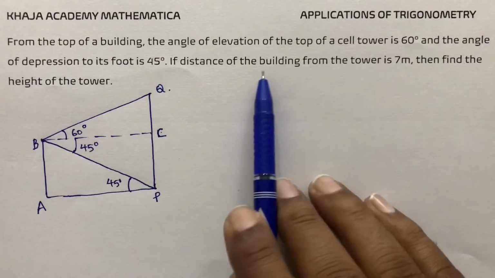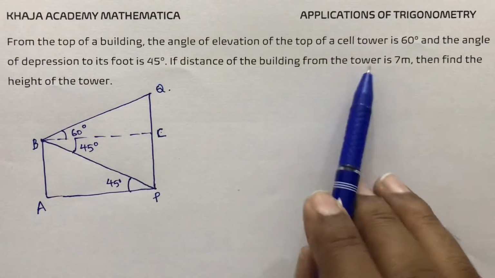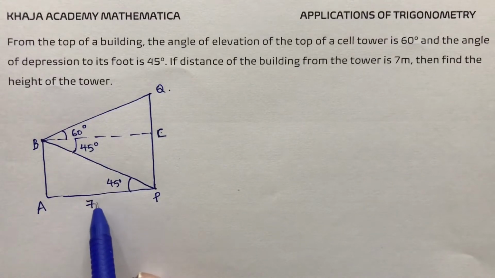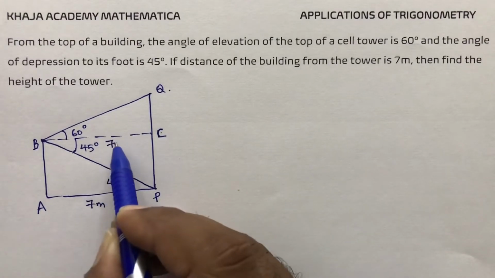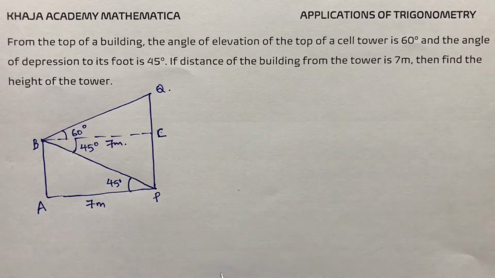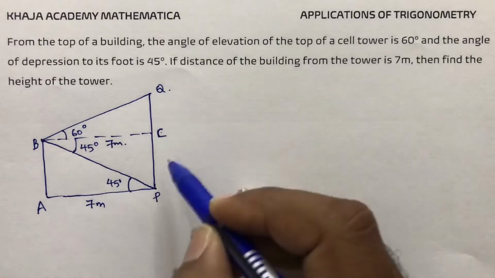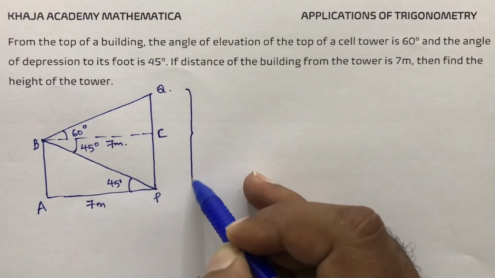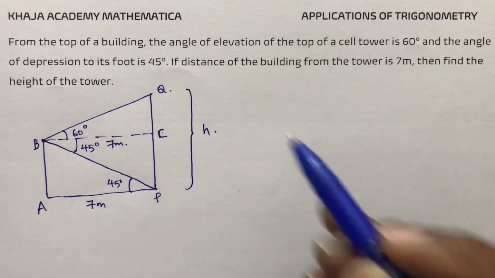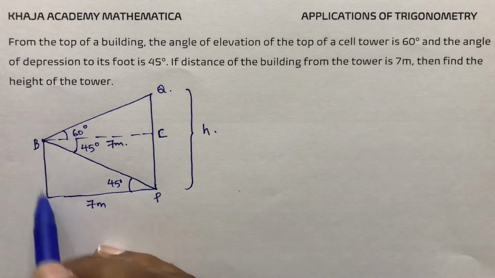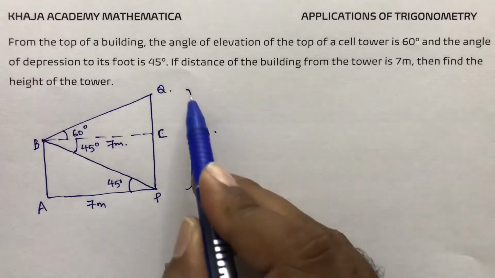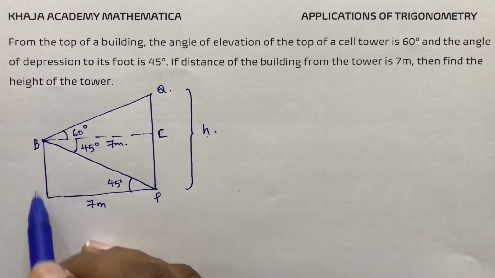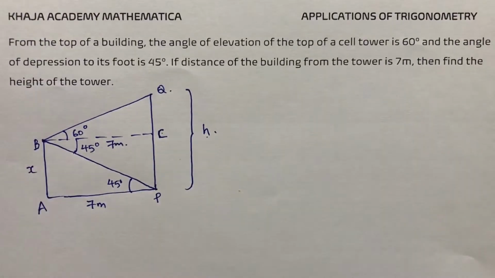And they told us the distance of the building from the tower is 7 meters, this distance is 7 meters, then find the height of the tower. So we need to find this height of the tower. The height of the tower is H, which I need to find, and the height of the building I will consider as X.